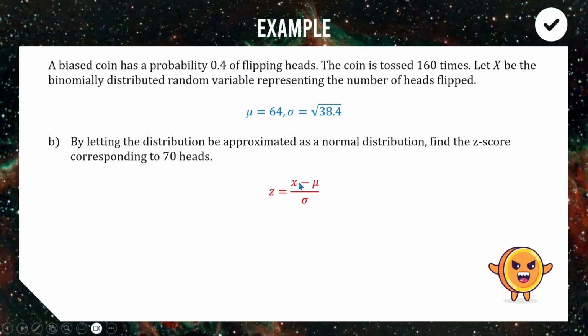So we're going to do 70 minus the mean of 64 and divide that by our standard deviation up here in blue. This gives us a z-score, rounded to 2 decimal places, equal to 0.97. So in a standard bell curve where the mean is 0 and the standard deviation is 1, the equivalent standardized score to a score of 70 in this distribution is going to be 0.97.